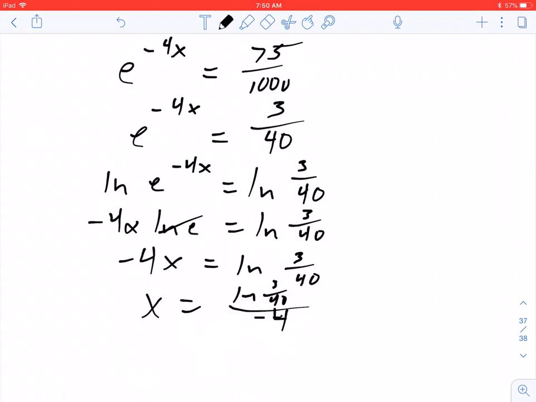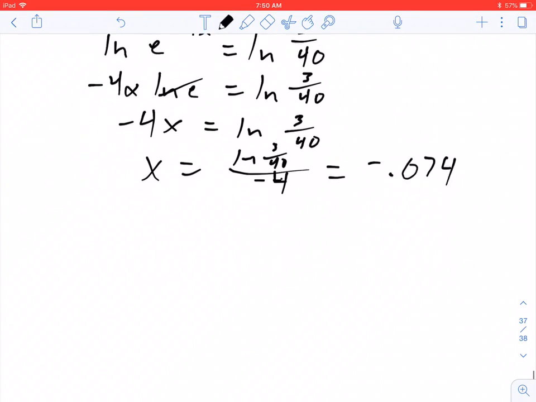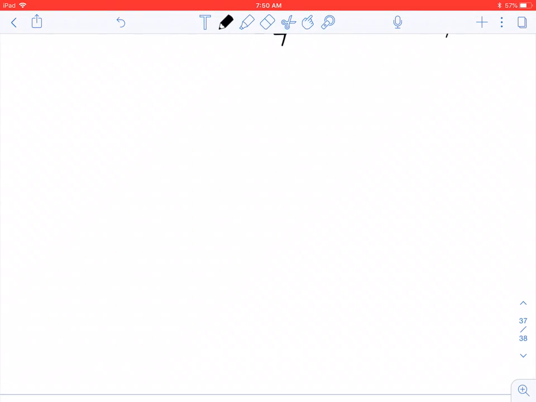You type that in your calculator. You've also got to use the change of base, so you do natural log of 3 divided by natural log of 40, and from there you get an answer and then divide that by negative 4. And when you do, you get negative 0.074. So that was number 30.